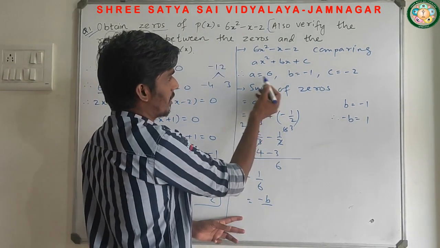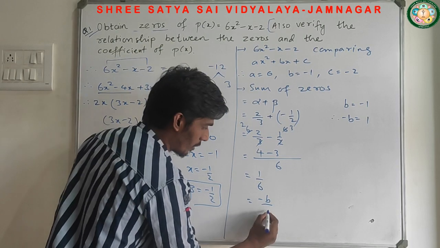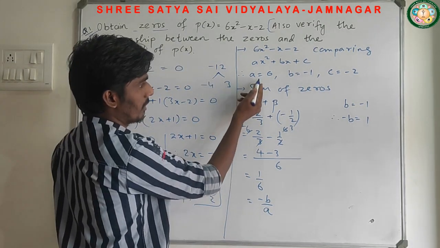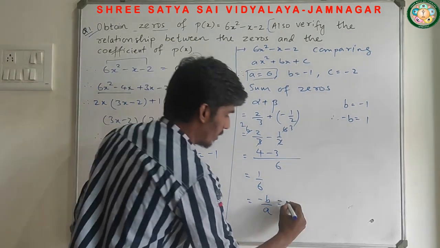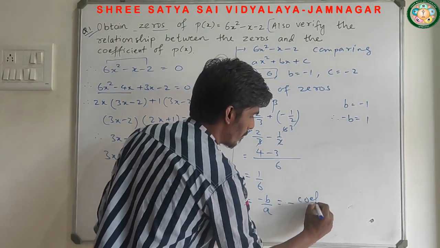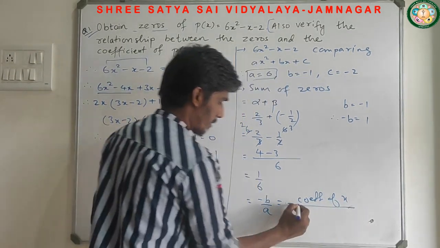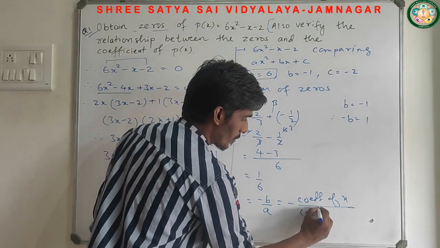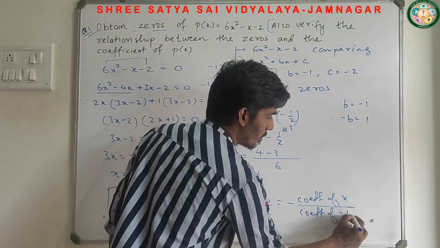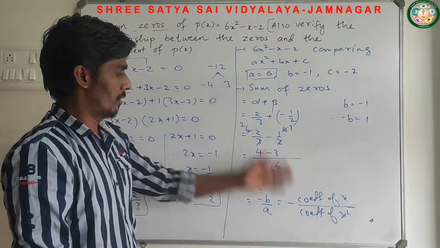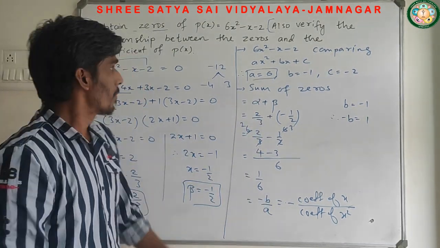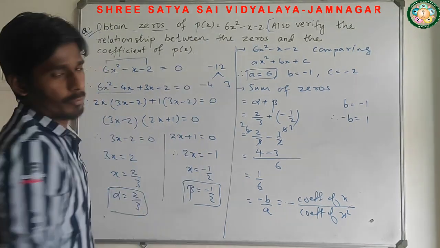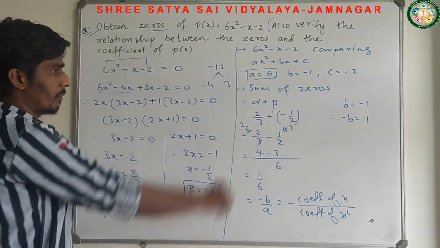And what is 6? 6 is equal to a. So instead of 6, we are going to write a from this. So here minus b is what? It's the coefficient of x. And a is what? Coefficient of x square. This is the way we verify the relation between sum of zeros and coefficient.